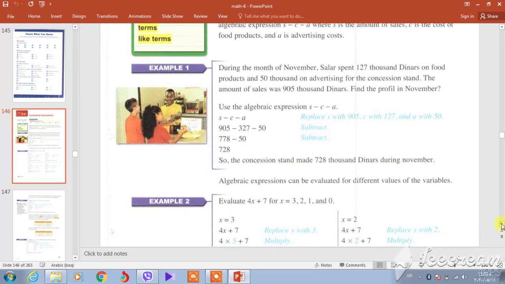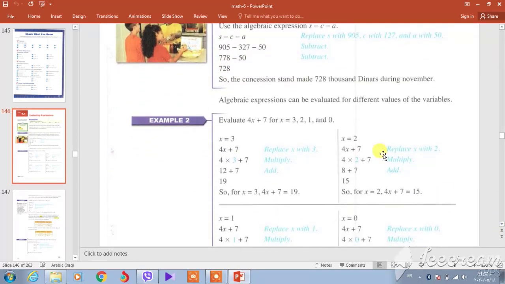And we have an example: evaluate 4x plus 7. It means 4 times x, because we have nothing between them, it means we multiply. Plus 7 for x equals 3, 2, 1 and 0. We need to replace the variable with the value of x. The first time, we write x equals 3, replace x with 3, students. 4x plus 7 equals 4 times 3 plus 7, because x equals 3. 4 times 3 equals 12, plus 7 equals 19.